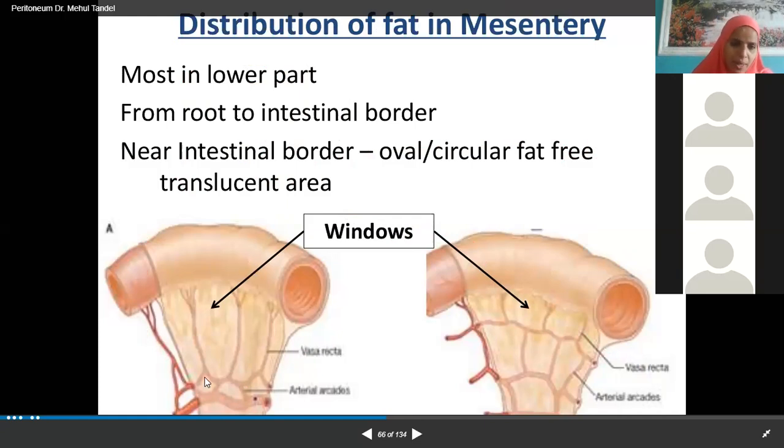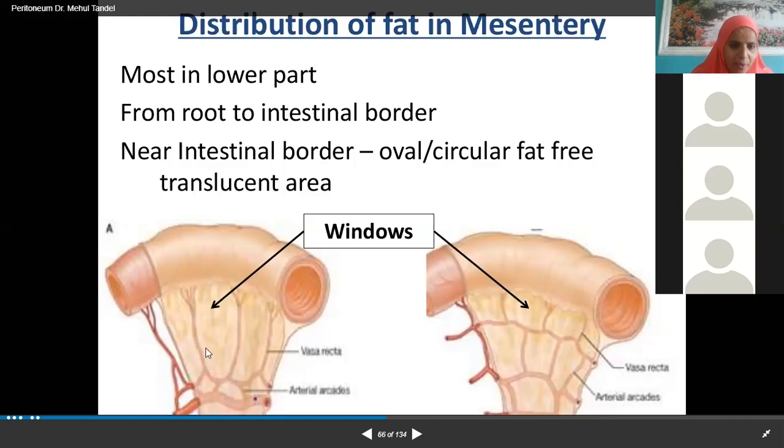The branching pattern is more towards the ileum when you compare with the jejunum, and vasa recta means the straight vessels. Is the length of the straight vessels more in jejunum or ileum? This is the length of vasa recta in ileum. This is the length of vasa recta in jejunum. As Lokesh is telling, vasa recta length is more in jejunum when you compare with ileum.